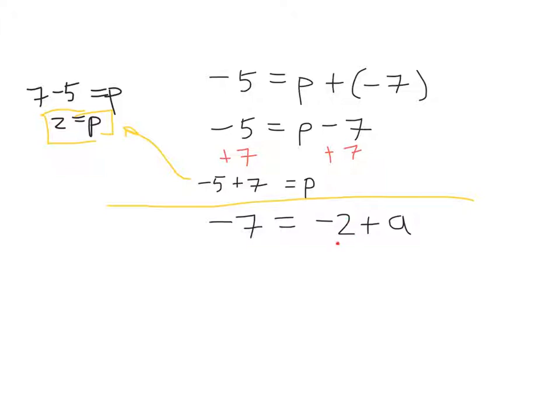All right, looking at this one, if we want to get a by itself, we've got to get rid of this negative 2. How are we going to do that? We're going to add 2 to both sides. So if my student at home wants to pause the video and try it, he should right now. And here is what happens when you do that. You go plus 2, boom, boom, and then you end up with a equals, well, what's negative 7 plus 2?